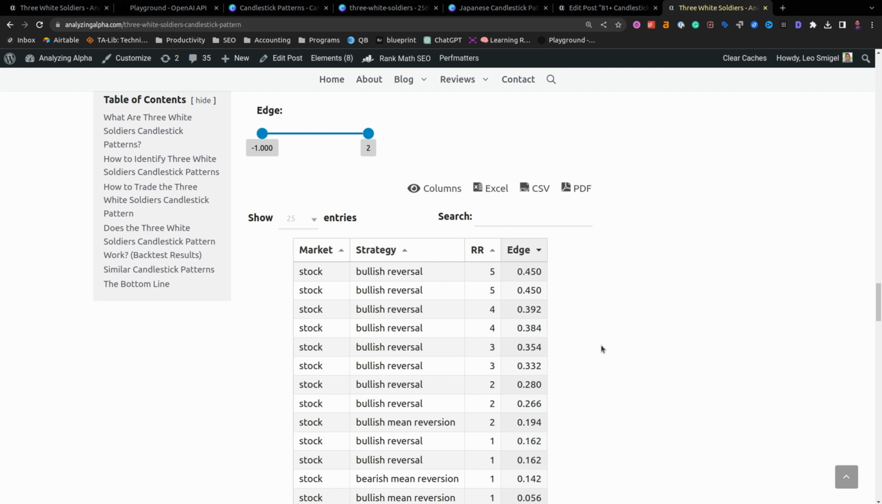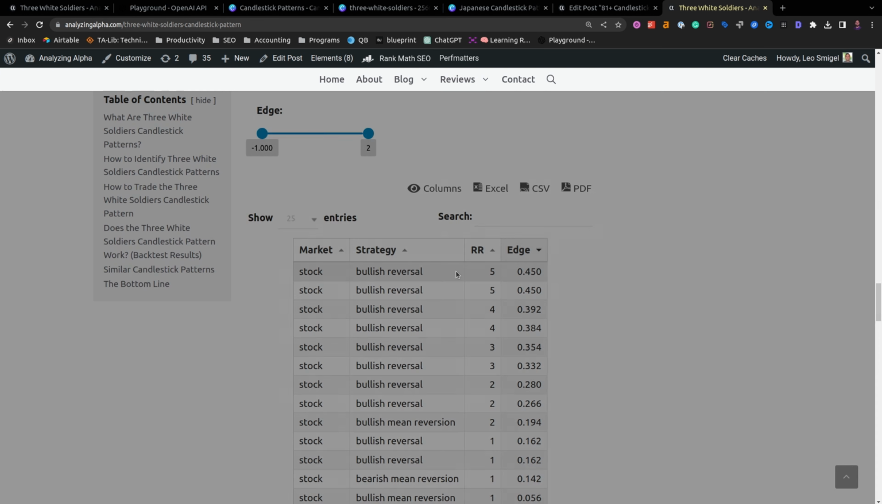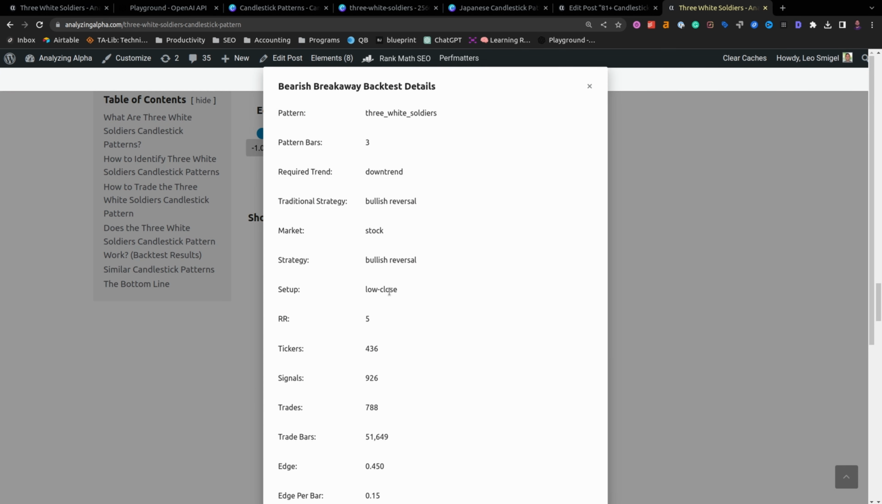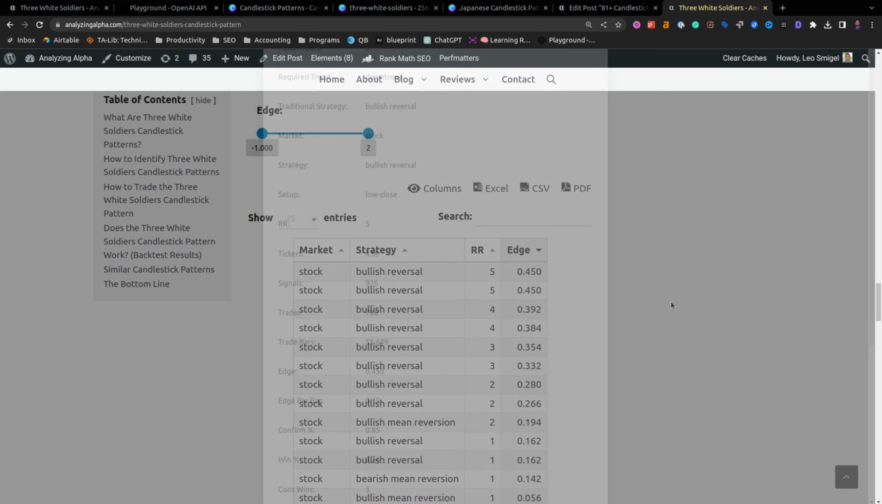And you can see that indeed a bullish reversal, which is the traditional strategy using a risk reward ratio of 5-to-1, means for every dollar of risk you take 5 reward, seems to have the best payout. You might wonder why the optimal strategy seems to be duplicated, but if you dig in, which you can actually click on this stuff, you can see the setup or the entry criteria is a little bit different.